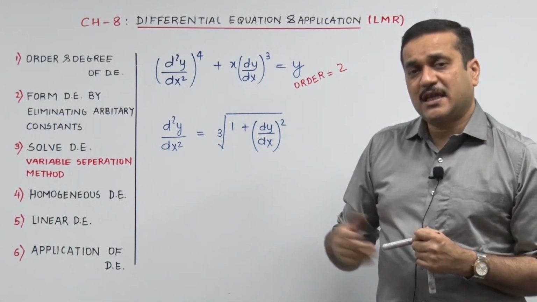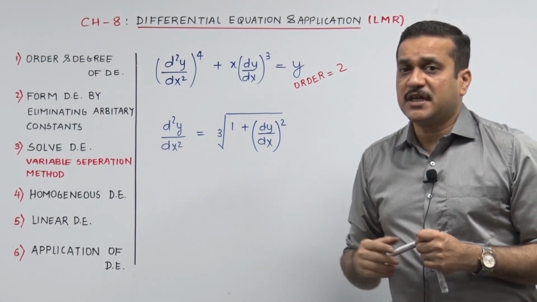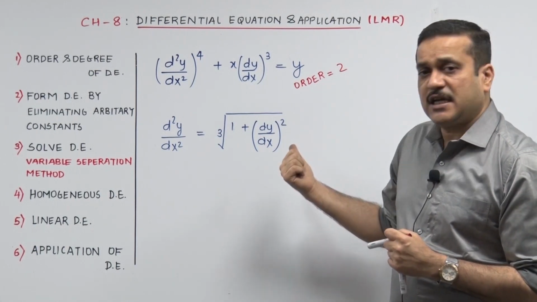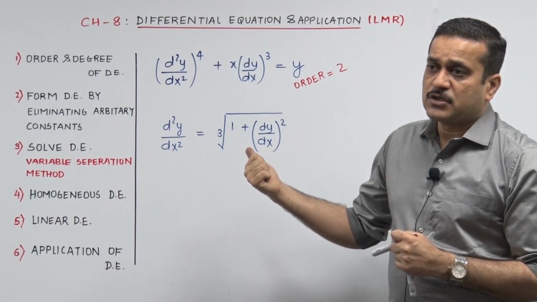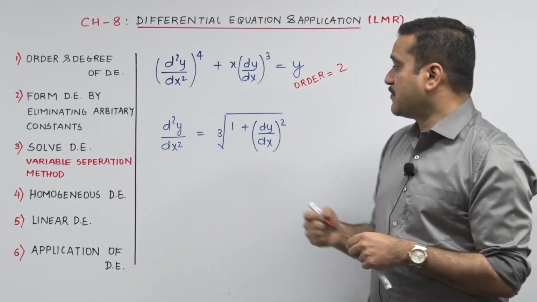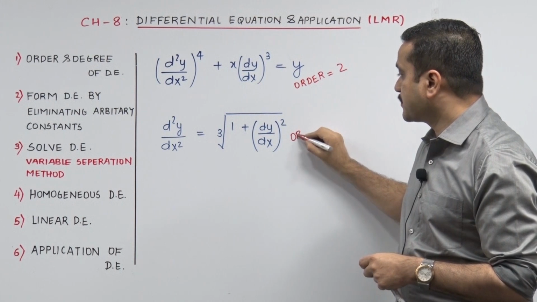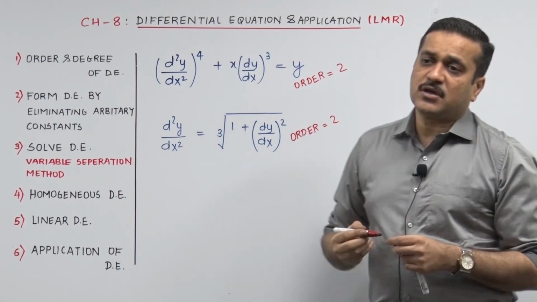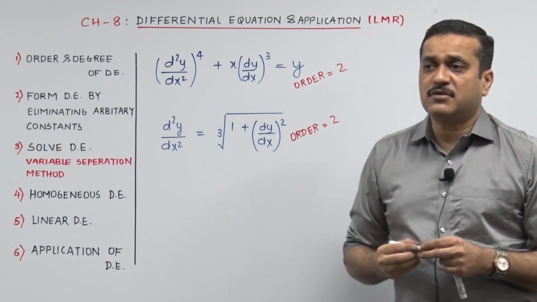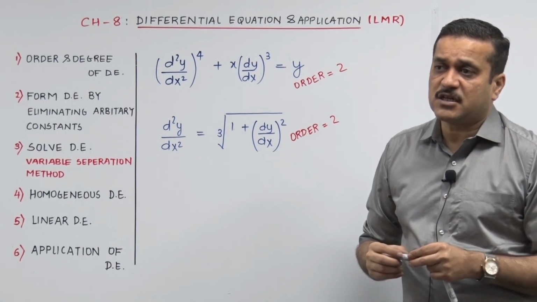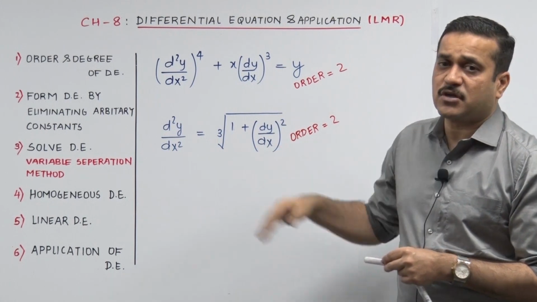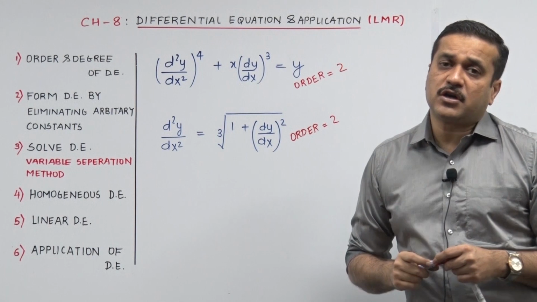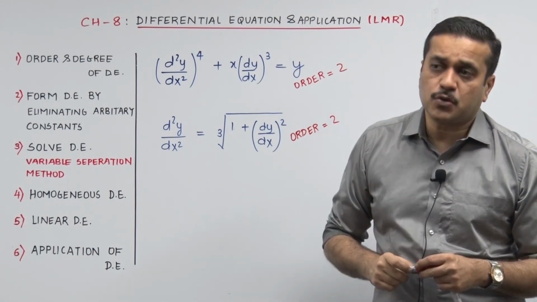Similarly, the next one also. Let us first finish off the order and then we move on to the degree of the differential equation. The second equation also contains the first order derivative and the second order derivative. So the order of the differential equation is 2. How? Sir, you said the highest order derivative in the differential equation becomes the order of the differential equation. In your second equation, the highest order derivative is the second order derivative d square y by dx square, and therefore the order of the differential equation becomes 2.